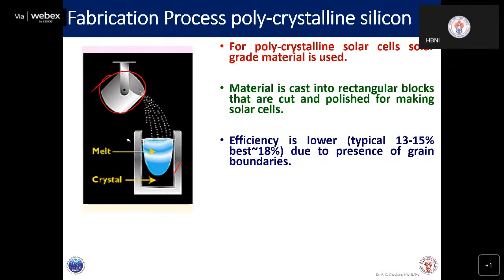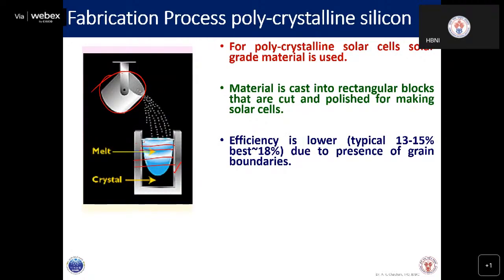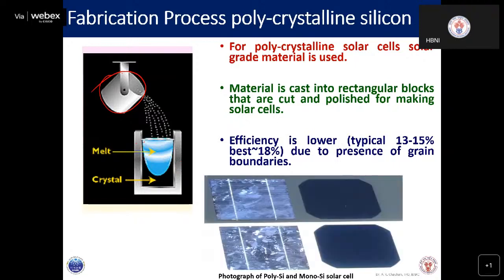After that you remove this from the container, so you get a brick, and that big brick you cut using a saw or diamond saw or some other cutting tool. So materials are cast into rectangular blocks, then cut and polished for making solar cells. The efficiency of these solar cells is typically 4 to 6% less than single crystalline solar cells, because there are a lot of grain boundaries.